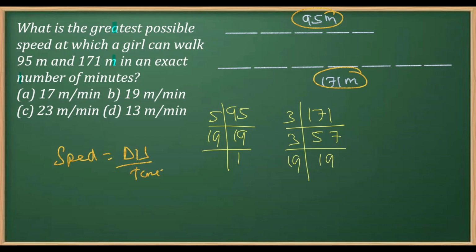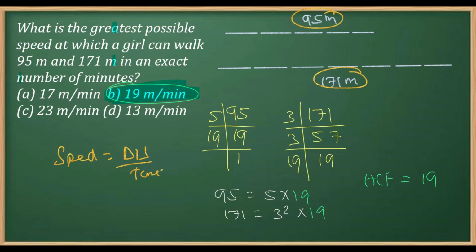So the prime factorization of 95 comes out to be 5 into 19, and for the other, 171, it is 3 squared into 19. So for the highest common factor, as you can see, 5 does not have a common factor, so only 19. So we'll say that the HCF here is 19. Well, this is an MCQ, so no need to write down the statement. We'll simply say 19 meters per minute. So that's how we'll do it.